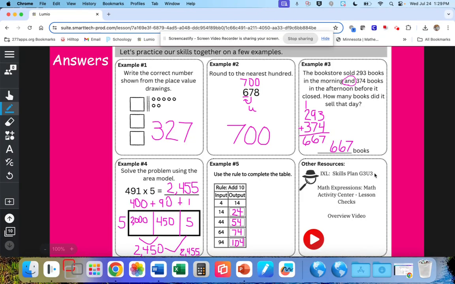Please work on any IXL skill plans for grade 3, unit 3 to help with this unit. And don't be afraid to go into the Math Activity Center to work on any of the lesson checks. Rewatch this video if you need any more help. Otherwise, good luck.